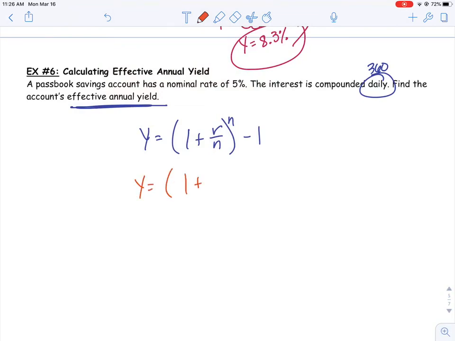So here we go. It says here an interest rate of 5%, so 0.05. It says that it's compounded daily. Remember, we're going to use 360 instead of 365. And then all we have to do is punch it in our calculator. Remember to do it in the right order. You try it, and let's see if we get the same number.